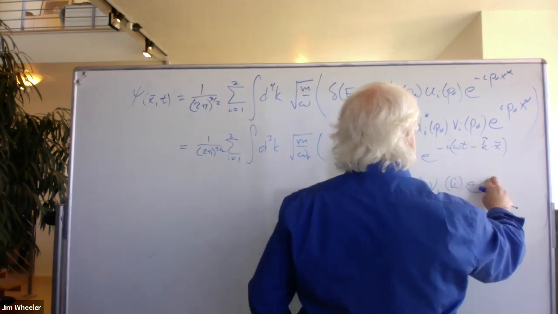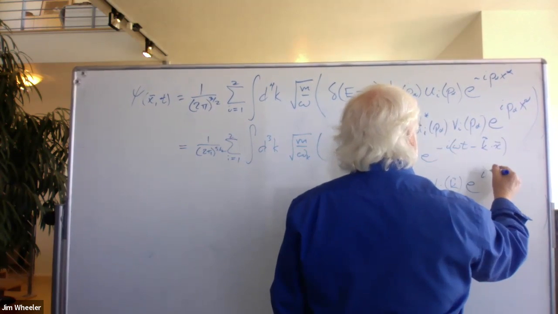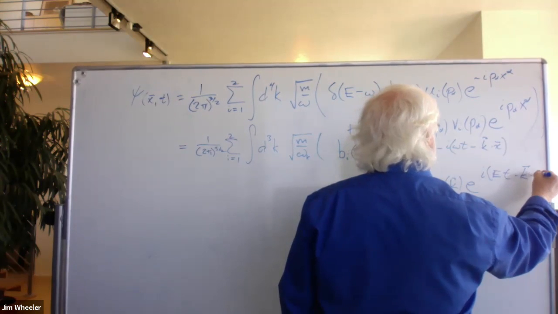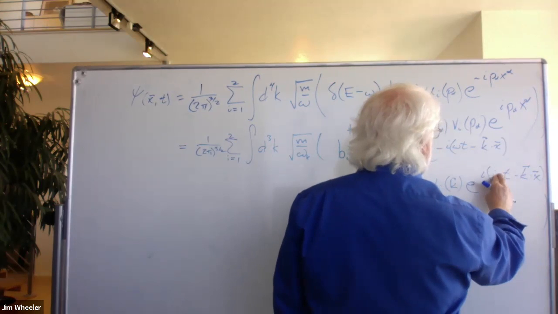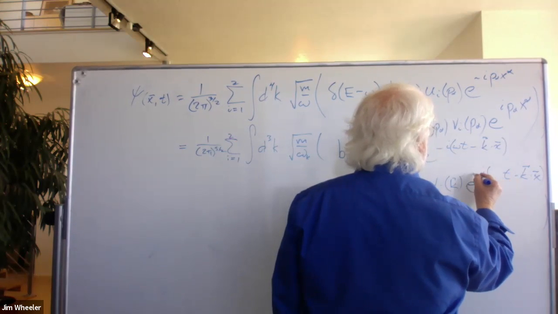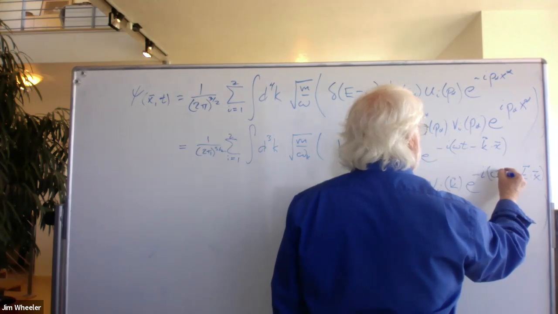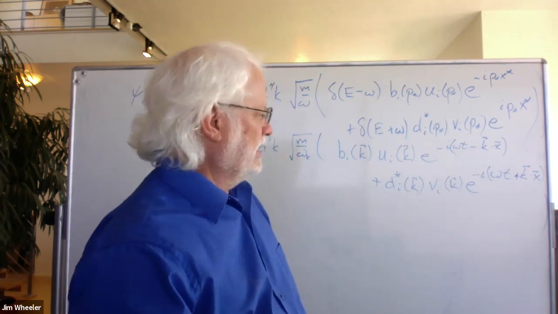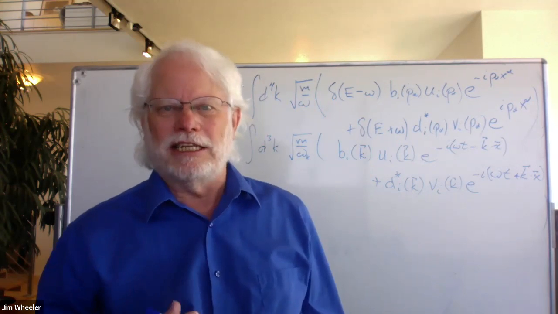All right, let me do it in 2 steps. Et minus k dot x. There's the inner product, but E is minus omega, so I can pull out a minus here and a minus there. So it's omega t plus kx, where omega is always positive.